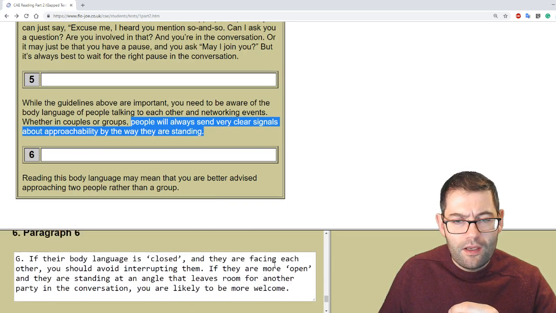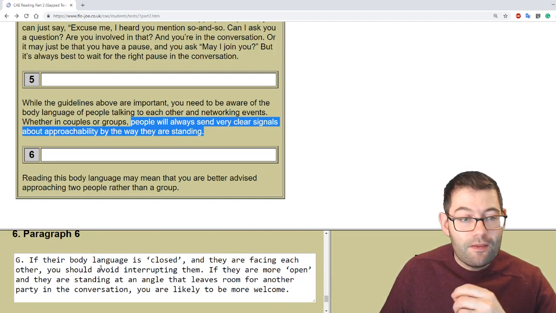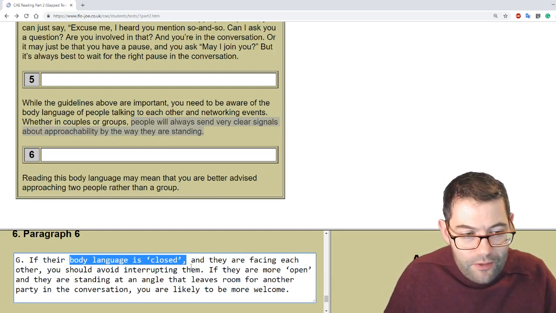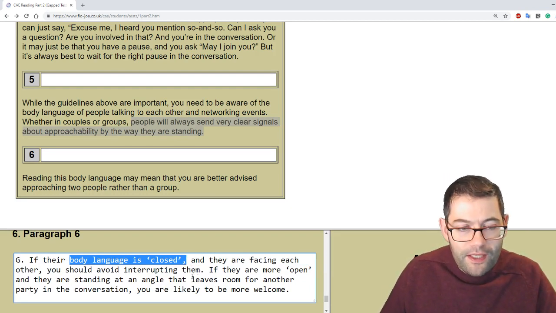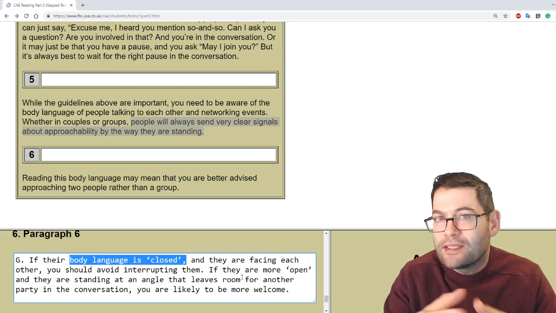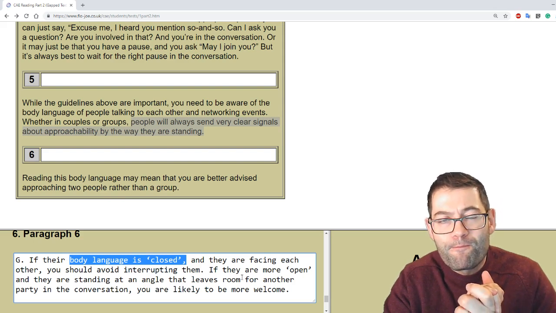And if we have a look, there we go, managed to get it right. If we have a look at G, that's exactly what we see. Clear vocabulary link here. If their body language is closed, you should avoid interrupting them, etc., etc. So this G fits very nicely into the context, as well as giving us plenty of vocabulary links.